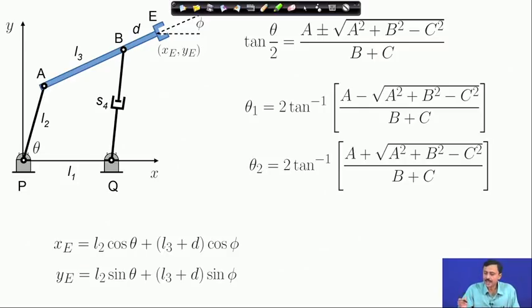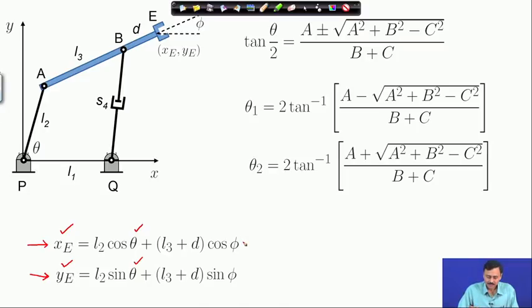Now, once I have found theta, I need to find out S 4. So, to find out S 4, we take recourse to these steps. First, I will again look at these relations, the forward kinematics relations which we have used. Now we know theta, x e and y e are of course given. We have now solved for theta.